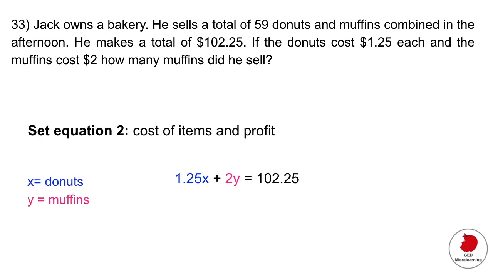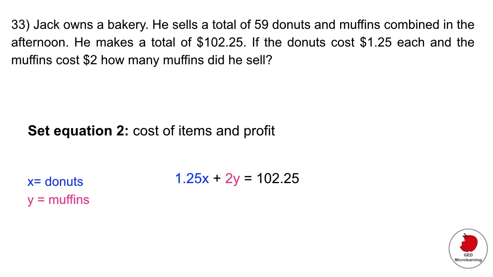All right, so now we're going to set our second equation, which relates the cost of the items and the profit. They're telling us in the question that he made a profit of $102.25. If we put the cost of the individual items together in this equation, the donuts were $1.25 multiplied by x, the number of donuts sold, plus 2, the cost of each muffin, multiplied by y, the number of muffins sold.